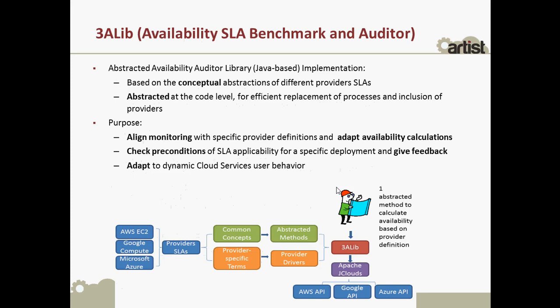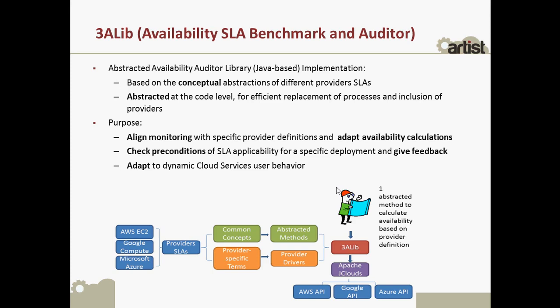For this purpose, we have built a 3alib or Abstracted Availability Auditor library. This is intended to be used as an availability SLA benchmark. In order to construct it, we have proceeded with the analysis of key aspects with regard to concepts that are included in SLAs. For these concepts, where possible, we have created conceptual abstractions, and these abstractions have been enforced at the code level in order to have a more efficient structure of the library.